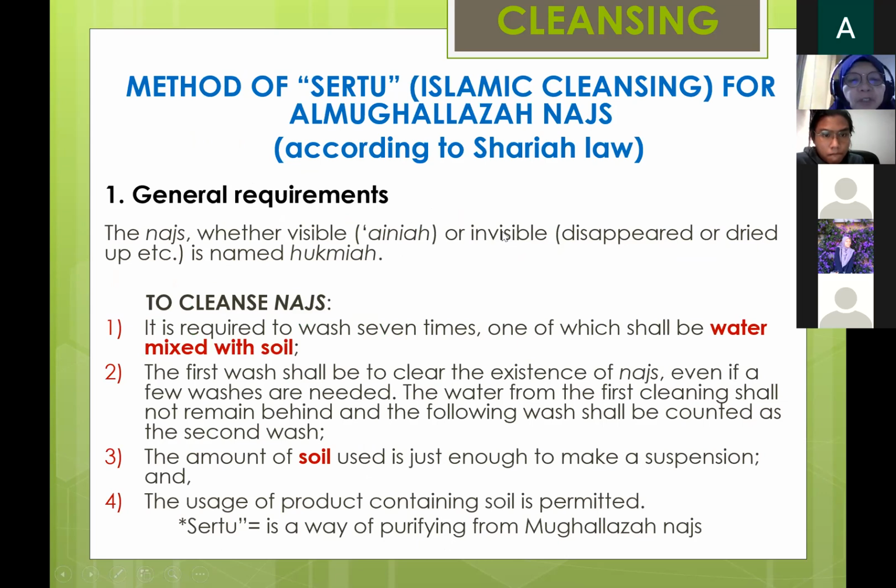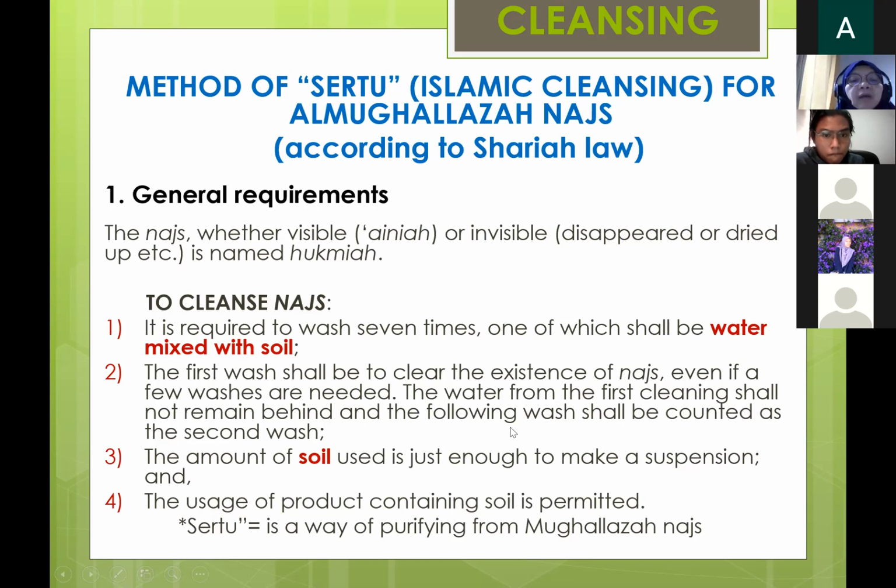Nowadays there is a special commercial soil to use for sertu. It's easy. First, add some soil or some mud to the water, and then wash that place or the area or the clothes or whatever you want to wash. Then you rinse with mutlak water 6 times. 6 times. Okay.